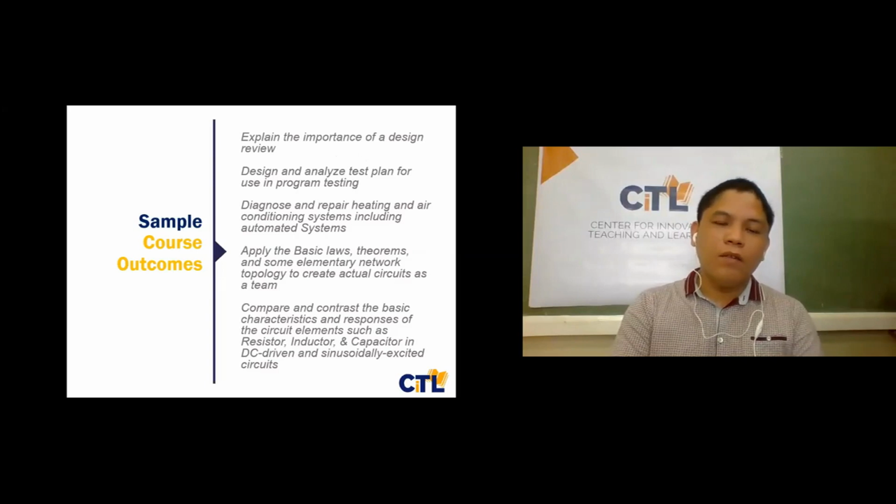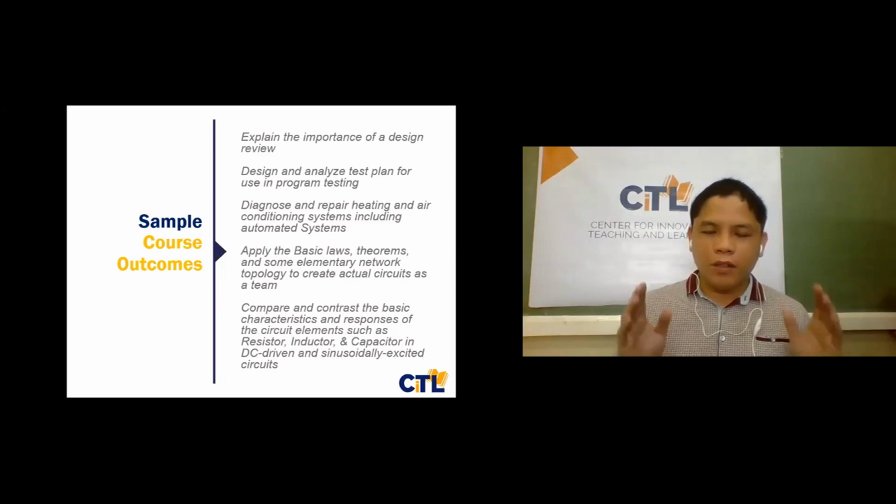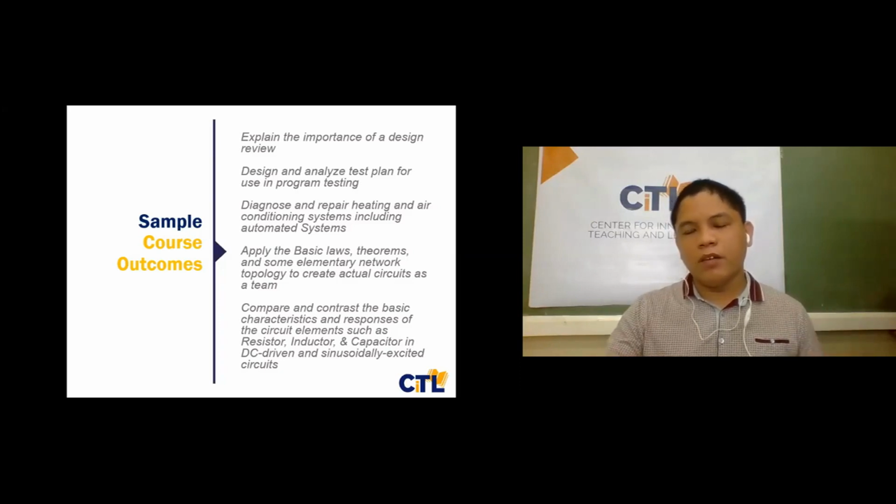These are some examples of course outcomes that are okay. Explain the importance of a design review. So it's clear. Design and analyze a test plan for use in program testing. Diagnose and repair heating and air conditioning systems, including automated systems. Apply basic laws, theorems, and some elementary network topology to create actual circuits as a team. So it's clear for the students. And compare and contrast the basic characteristics and responses of circuit elements such as resistors, inductors, and capacitors in DC-driven and sinusoidally excited circuits. These are some okay course outcomes. They are measurable, and as you can see from the verbs, it is clear what the students will be able to do as an output of this course.